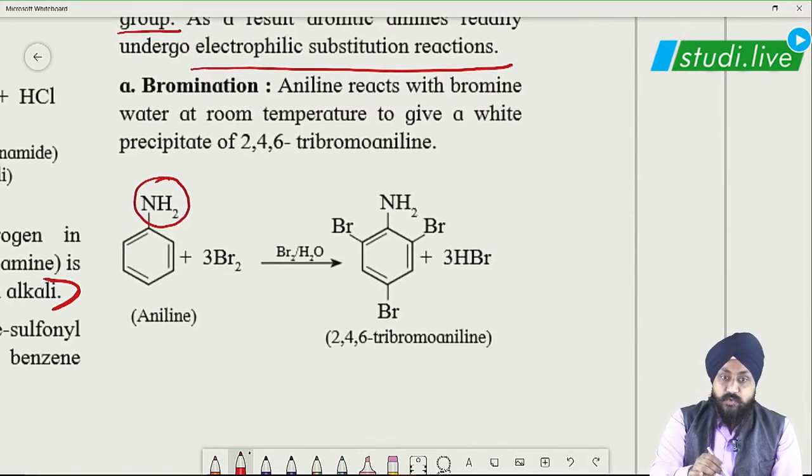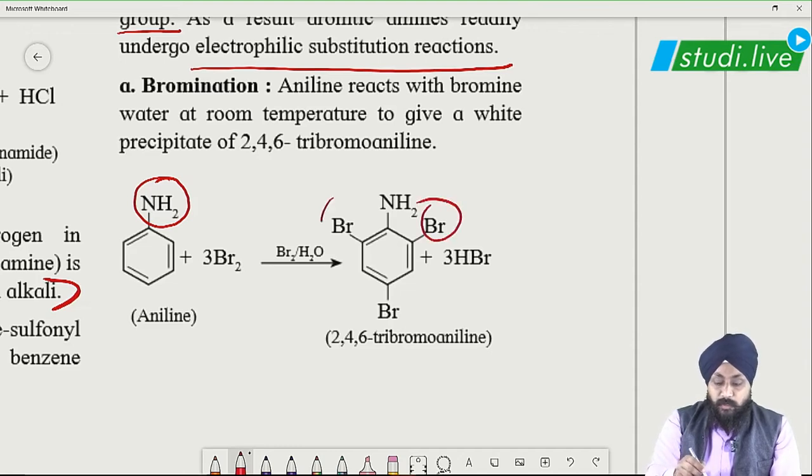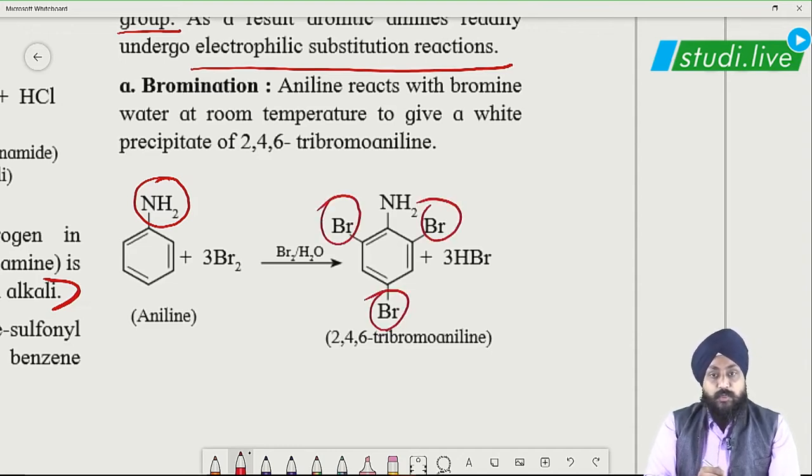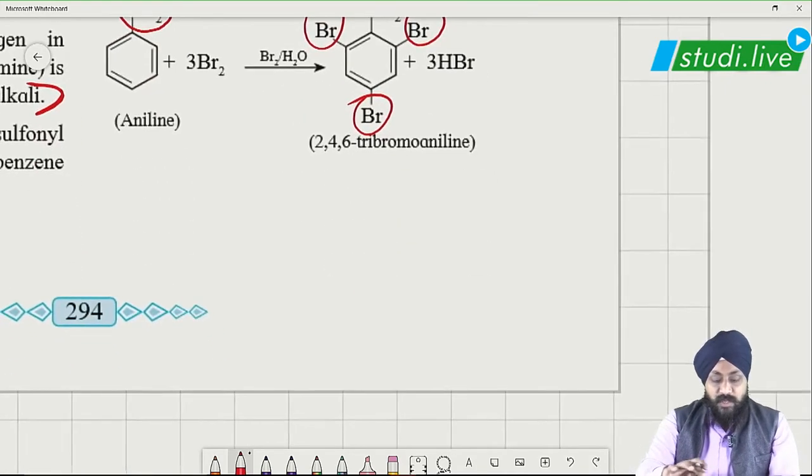So here this NH2 is a powerful activating group. It is donating electron to the benzene ring. And now when you react this aniline with bromine, it will undergo ESR at both the ortho and para positions to give you 2,4,6-tribromoaniline.